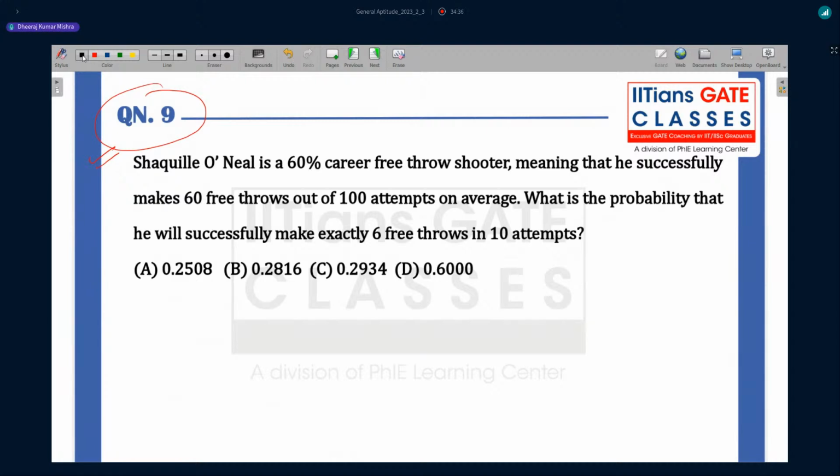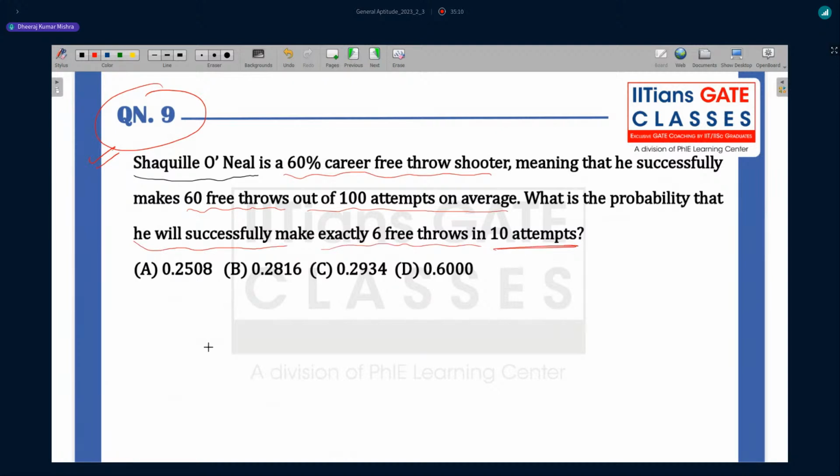Perfect. So what is given here is Shaquille O'Neal. Don't worry about this name, guys, it is quite a difficult name. He is a 60% career free throw shooter, meaning that he successfully makes 60 free throws out of 100 attempts on average. What is the probability that he will successfully make exactly 6 free throws in 10 attempts?